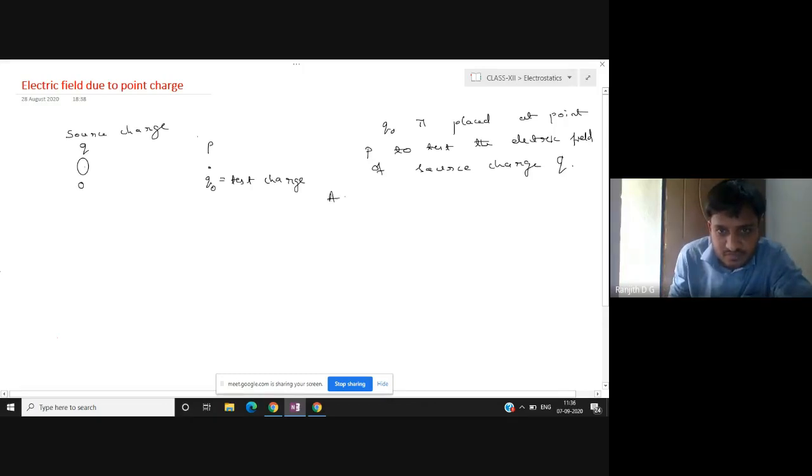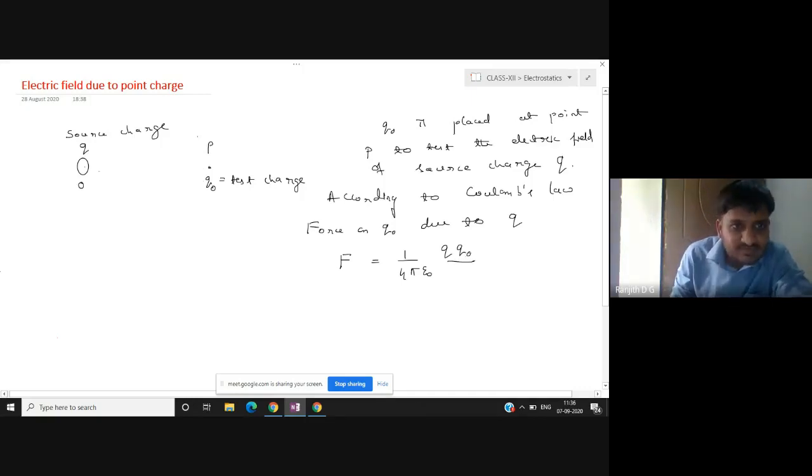Now we know the force between this source charge and test charge is given according to Coulomb's law. The force on Q naught due to Q is given by F is equal to 1 by 4 pi epsilon naught Q into Q naught over the distance between them, let us say it is R squared. So I can write the magnitude like this.